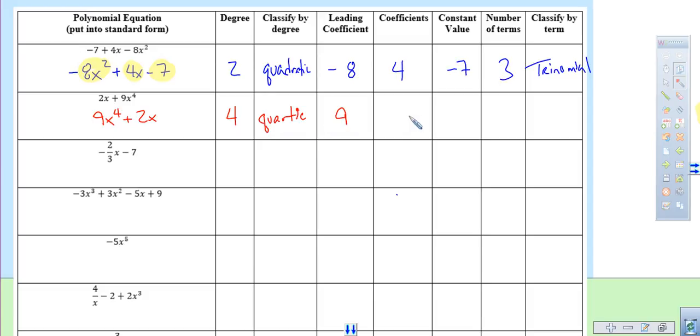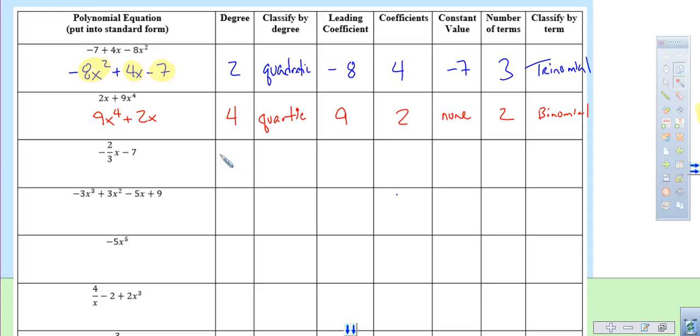Our leading coefficient is positive 9. Our coefficient is 2. And we don't have a constant term. I'm not going to put an X like that. That might be confusing. And I'm just going to write none. There's not a constant term on this one because there's not a number that doesn't have a variable. There are two terms, so we call this binomial.